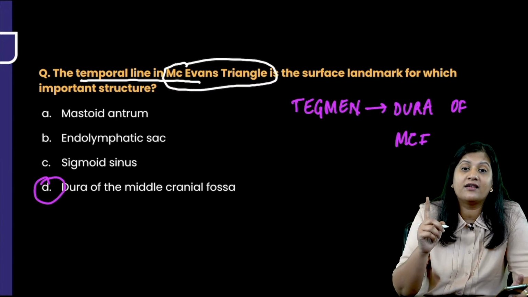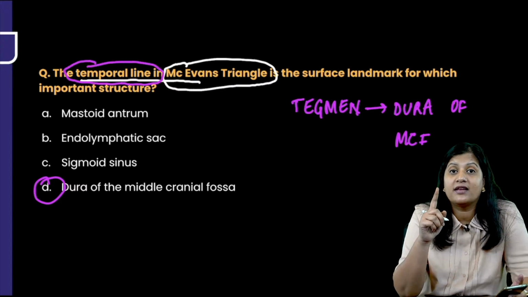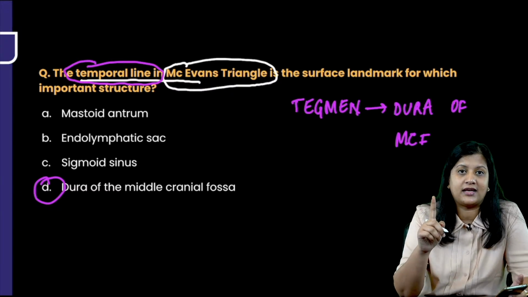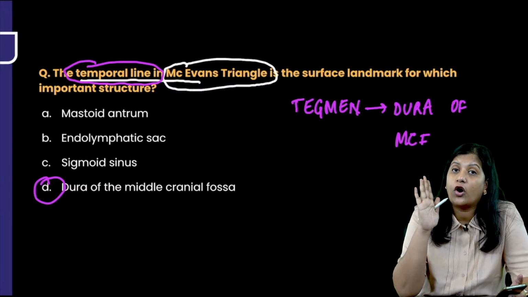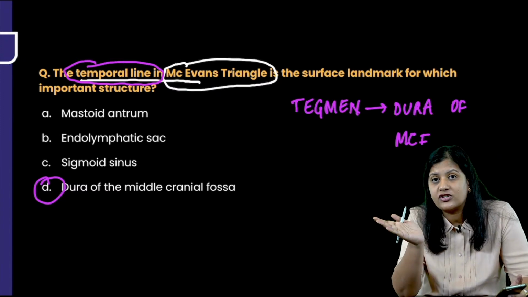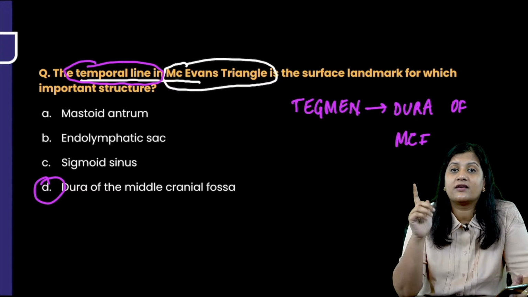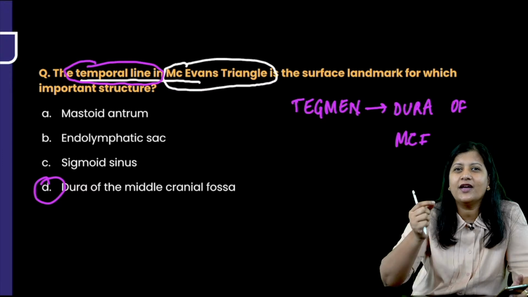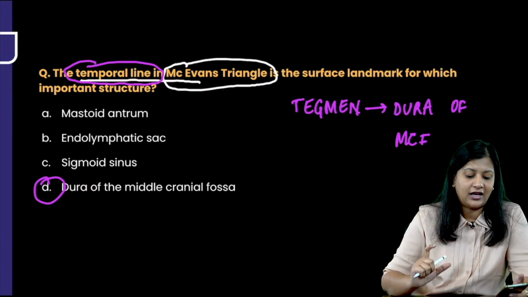If they would have given you the question instead of temporal line, they would have given you tangential line, then your answer would be sigmoid sinus. And if they would have given you just Mac-Evans triangle, not the temporal line, not the tangential line, not the line across the canal wall, then your answer will be mastoid antrum. So only Mac-Evans triangle, answer is antrum. If they ask you a specific component of the Mac-Evans triangle, then you have to be specific in your answer.